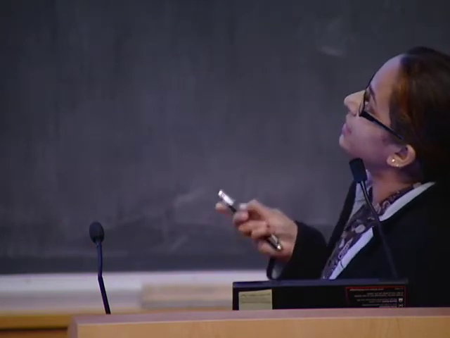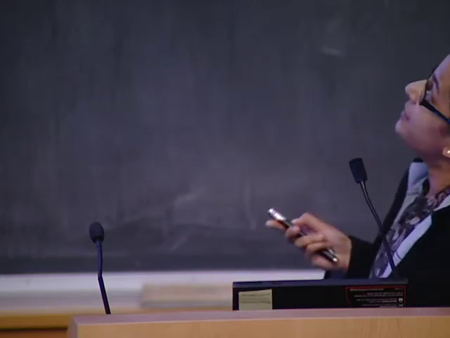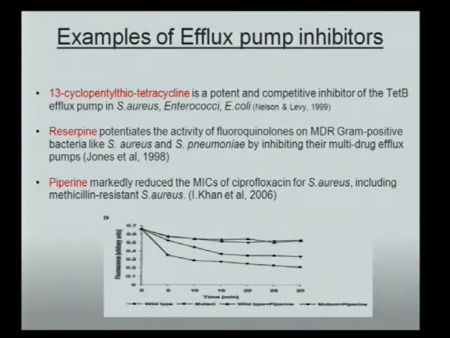This slide shows different efflux pumps that are present in bacteria. The only thing I want to focus on now is the MFS, or major facilitator superfamily, to which the target that we propose belongs. Another important member of this family is NorA, which is from Staph aureus. There are some preliminary studies done on this pump too, which makes our story interesting, like how these pumps are important.